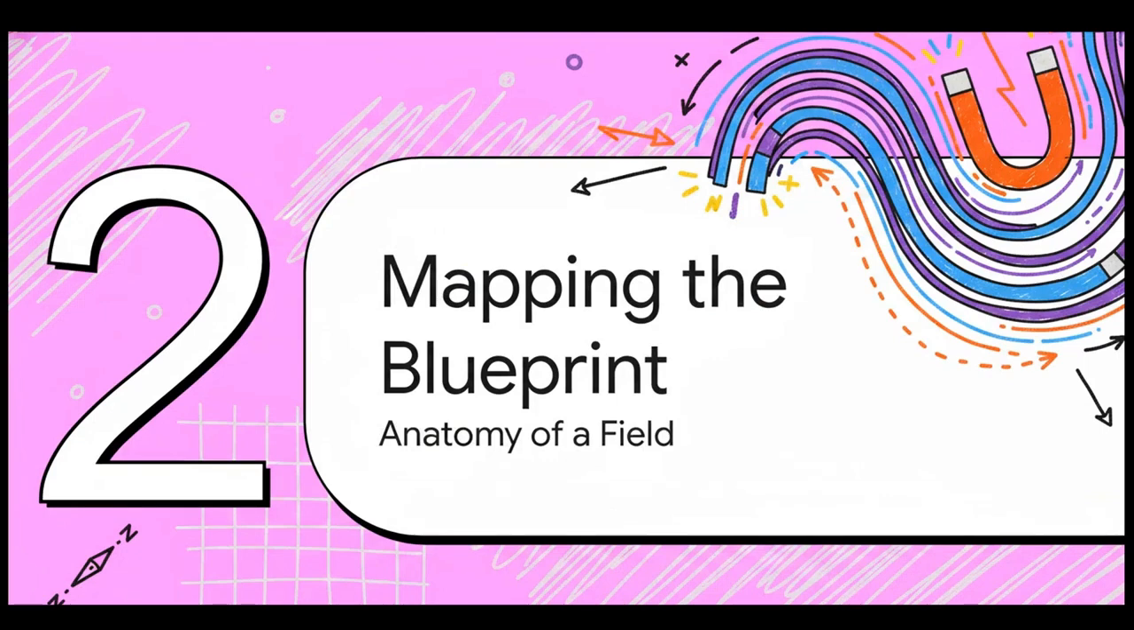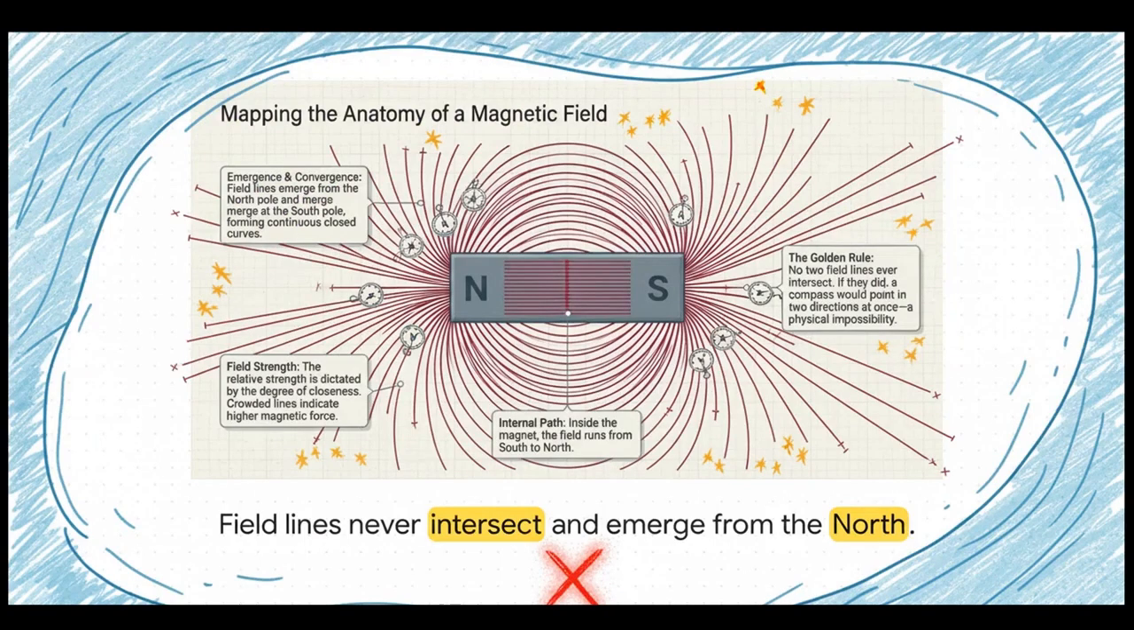Since we obviously can't see these forces with the naked eye, how do we actually map out this hidden architecture? If we map the anatomy of a magnetic field surrounding a standard bar magnet, it helps to think of the field lines like currents in a flowing river. We have a golden rule in physics here. These field lines always emerge from the North Pole, and they merge back in at the South Pole, forming continuous closed loops. And here's the absolute most crucial part. They never, ever intersect.